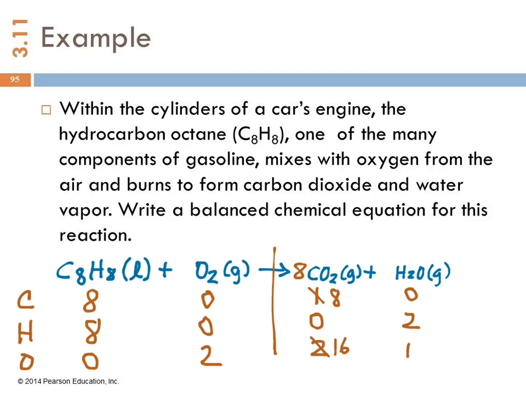Let's go on to the next element. So we look at hydrogen. 8 hydrogens plus 0, 8 on the left. And over here I've got 2 hydrogens. How can I make a 2 into an 8? Multiply by 4. So I'll put a 4 here. And that's going to change the number of hydrogens and the number of oxygens.